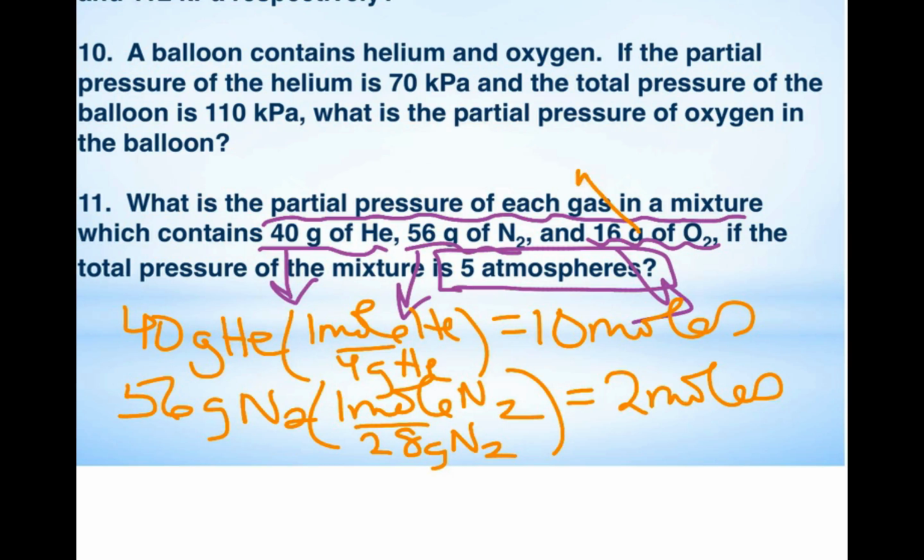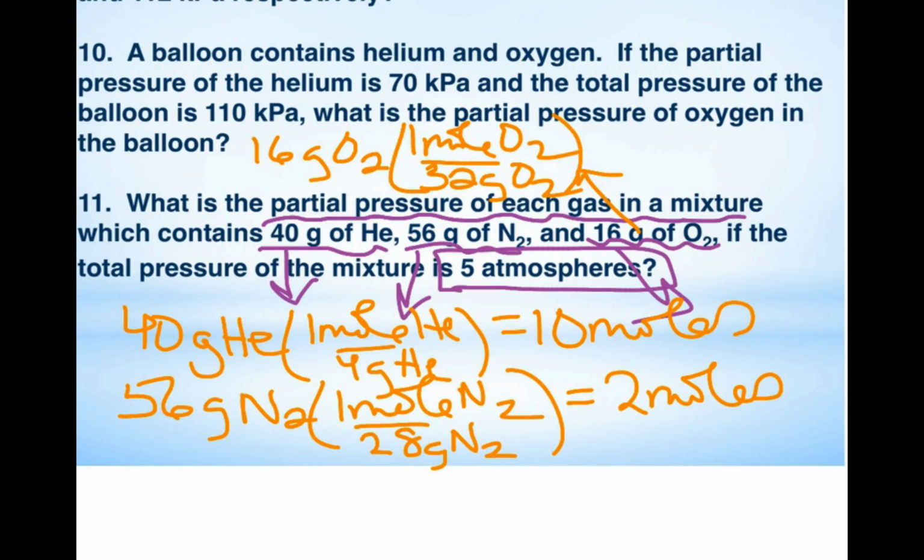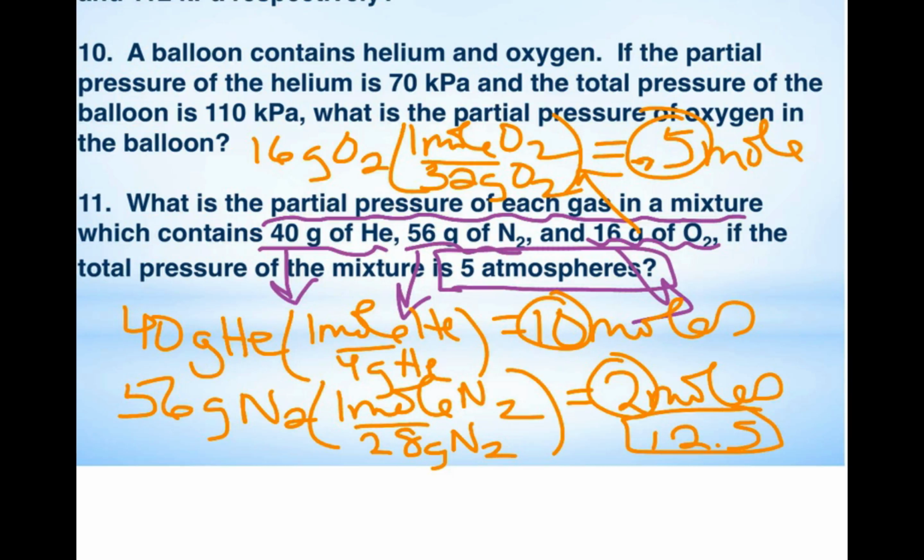Well, I'm going to do oxygen up here. How's that sound? So, I have 16 grams of oxygen times 1 mole of oxygen over 32 grams of oxygen. Well, this one I can do in my head too. This is half a mole. So, what is the total number of moles I have? I have 10 plus 2 plus 0.5. I have 12.5 moles of gas.